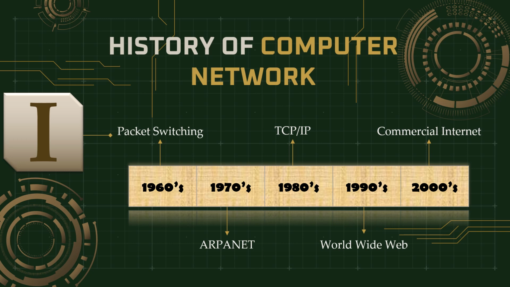The Advanced Research Projects Agency, or ARPA, a US Department of Defense division, developed ARPANET. ARPANET initially had 4 nodes: the University of California at Los Angeles, UCLA, Stanford Research Institute, University of California at Santa Barbara and the University of Utah. The first communication between UCLA and SRI took place on October 29, 1969.